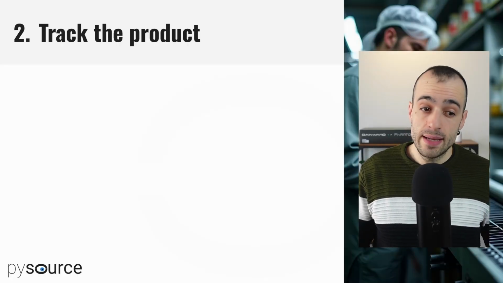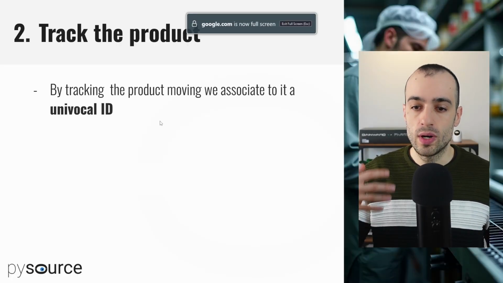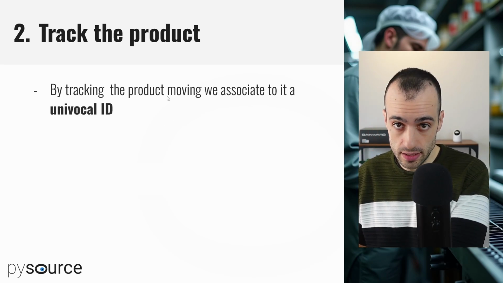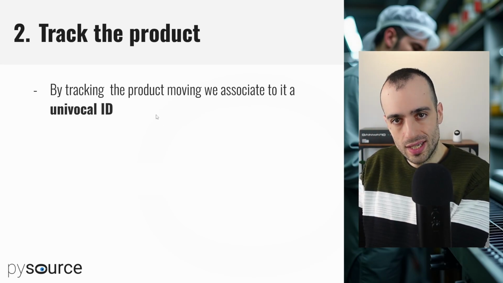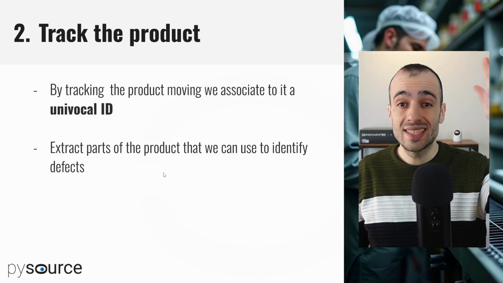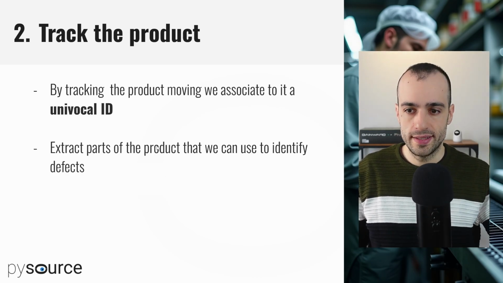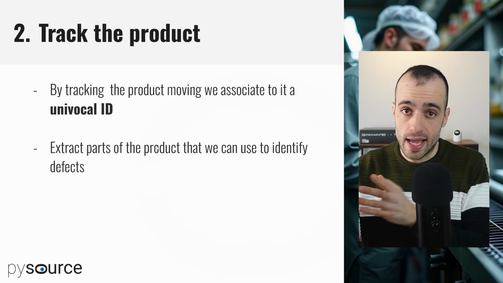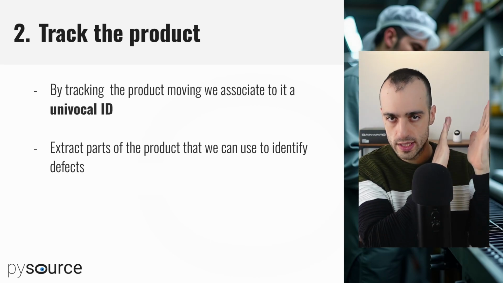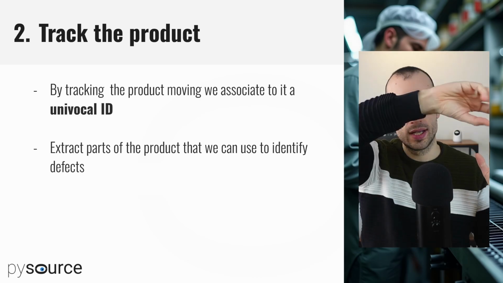And we're here at the second step. I already showed you the tracking part. So why do we track that? We track the products because we want to associate a univocal ID. Why do we want a univocal ID? Because we check them only once and we extract the part of the products that we want to identify. Now we do that. We put a line. So when the product crosses that line, we say, okay, now we identify the product, we extract everything.